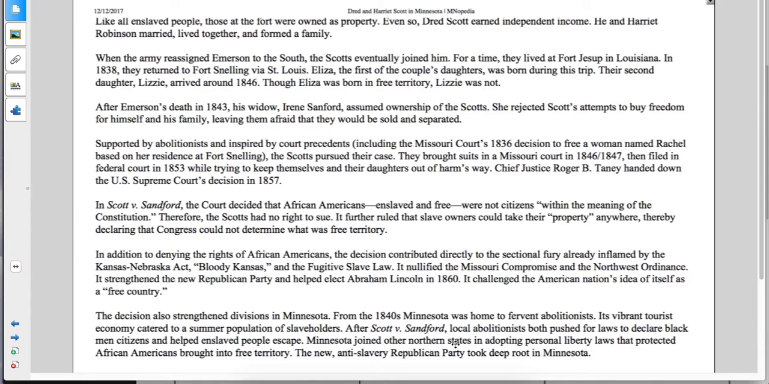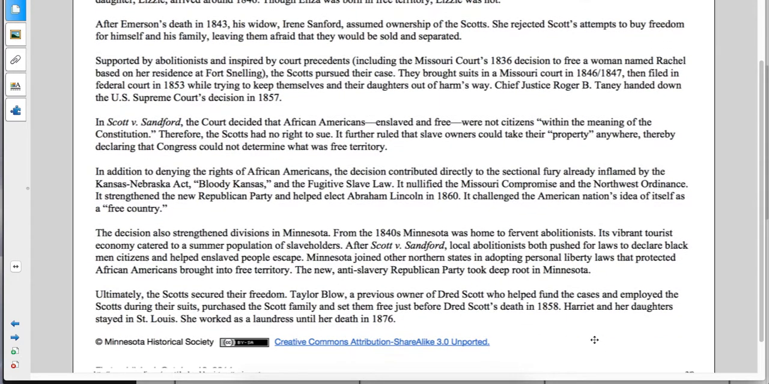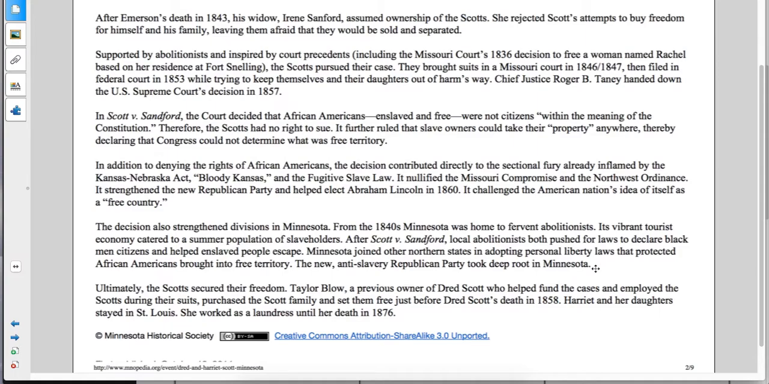Minnesota joined other northern states in adopting personal liberty laws that protected African Americans brought into free territory. So it also made Minnesota change its laws to protect those African Americans brought into this territory. The new anti-slavery Republican Party took deep root in Minnesota. So Minnesota became a place where the abolitionist movement kind of found an anchor or a hook.